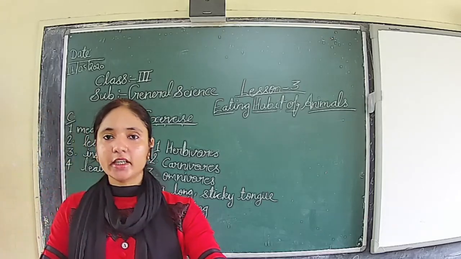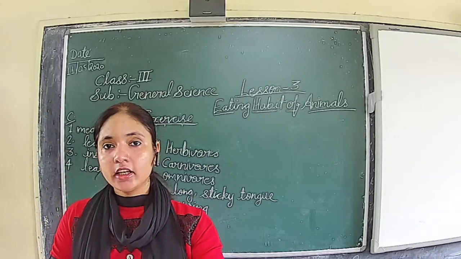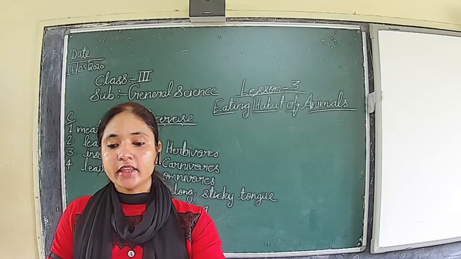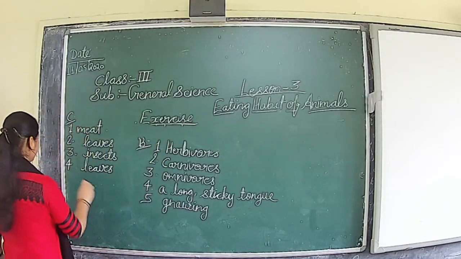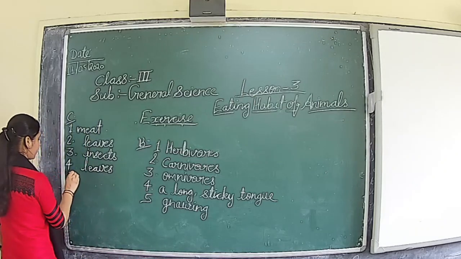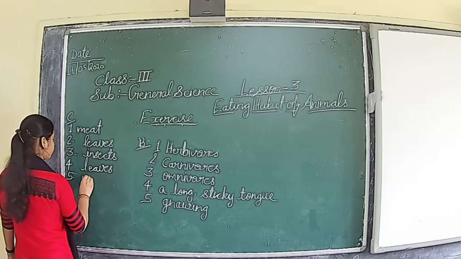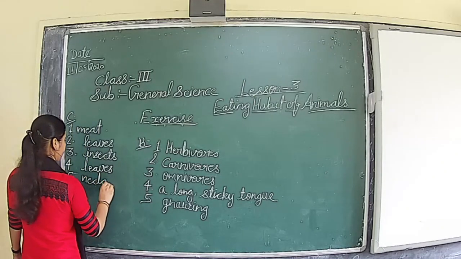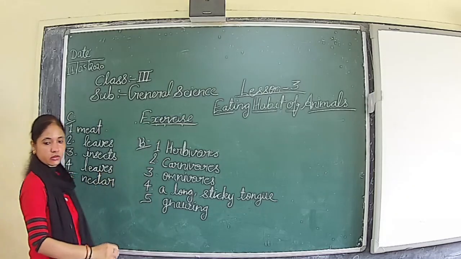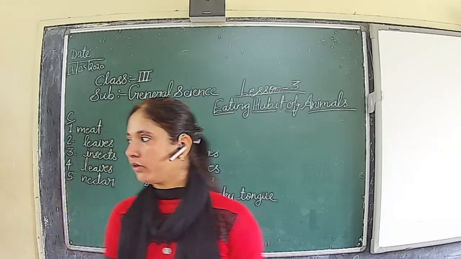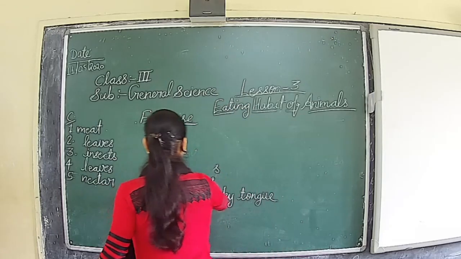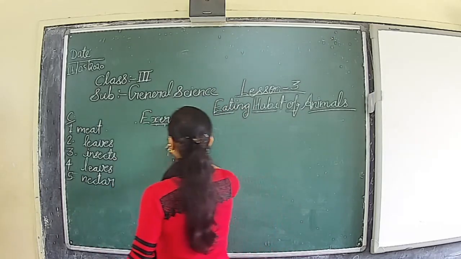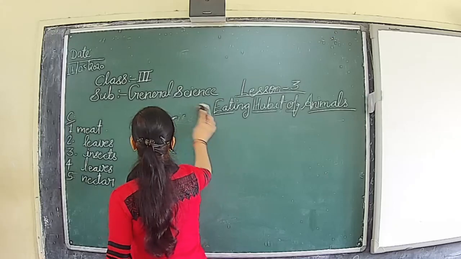Then what about the butterfly? It feeds on liquid food. That is the nectar, grass and meat. So butterfly sucks the nectar. Fifth one is the nectar. Right? Then next is match the following with the correct option. So you have to match the following. Understood? You have to match it.